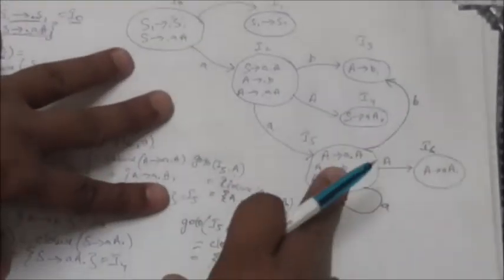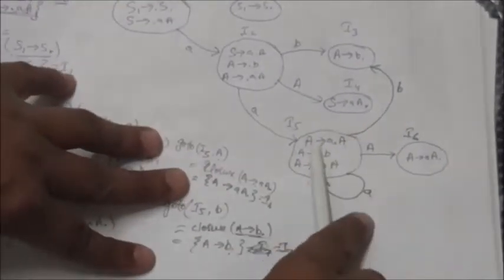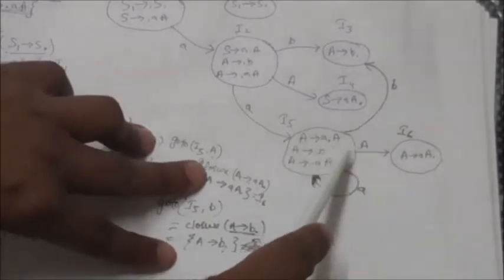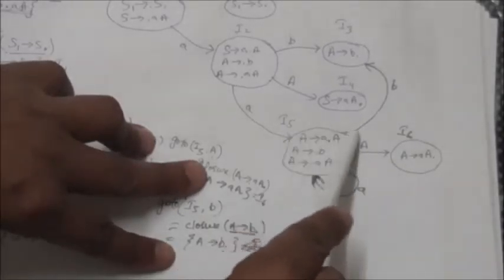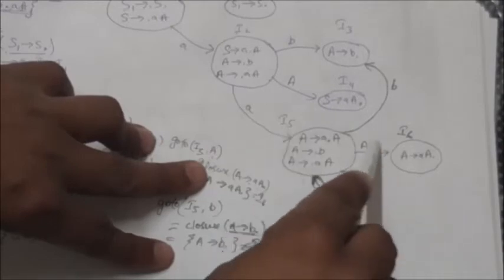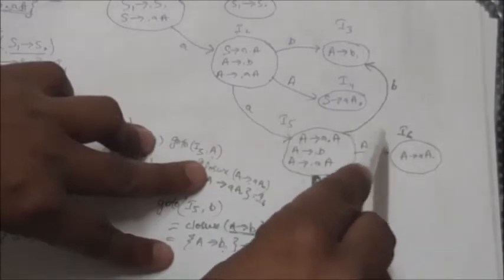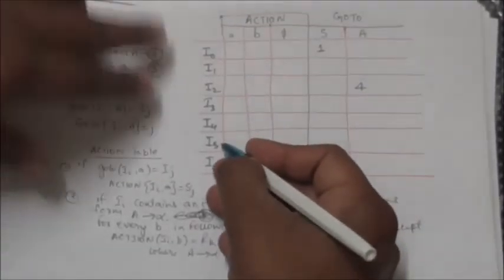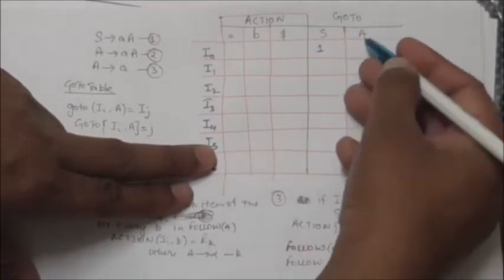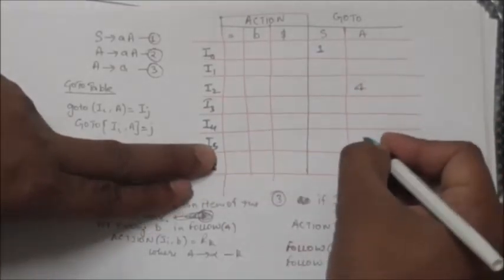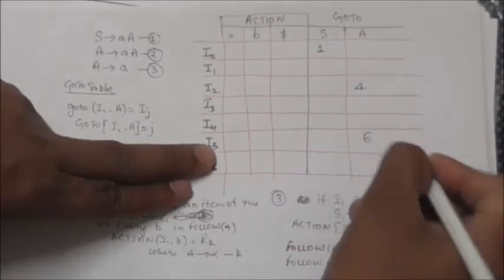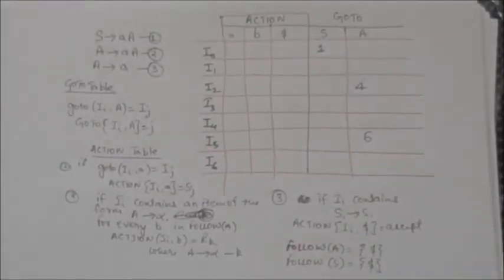Now see this transition from state I5 to I6, right? Here you can see that when the DFA is in state I5 and it reads this non-terminal symbol A, then it jumps to state I6. So in go to table, in the I5 row and the column labeled by non-terminal symbol A, we will write 6, right? So this way go to table has been completed.